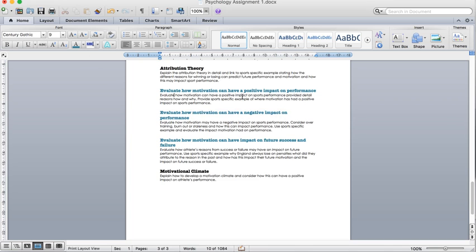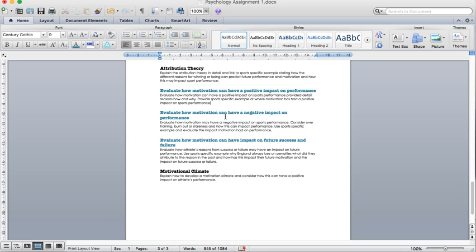So evaluate how motivation can have a positive impact on performance. So evaluate how motivation can have a positive impact on sports performance and provide detailed reasons how and why. Provide sport-specific examples of where motivation has had a positive impact on performance and state why. Give link to examples.